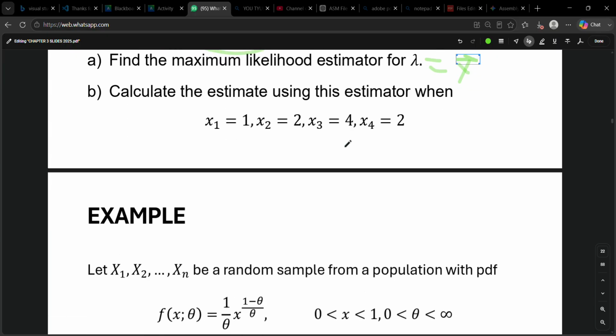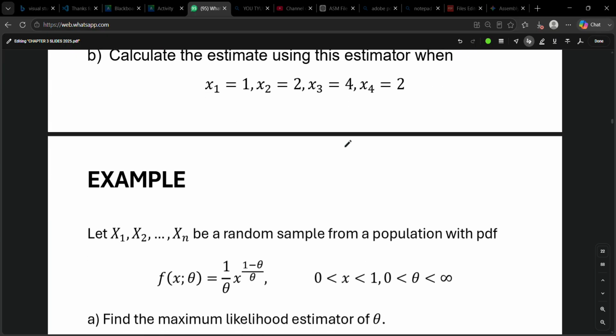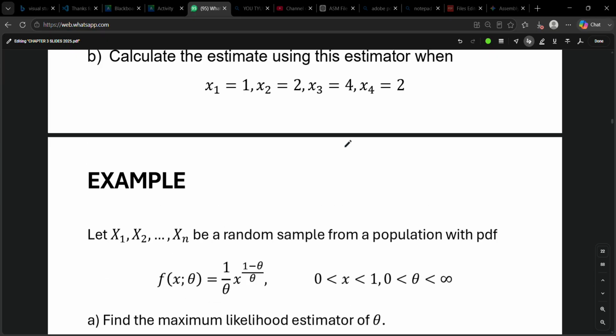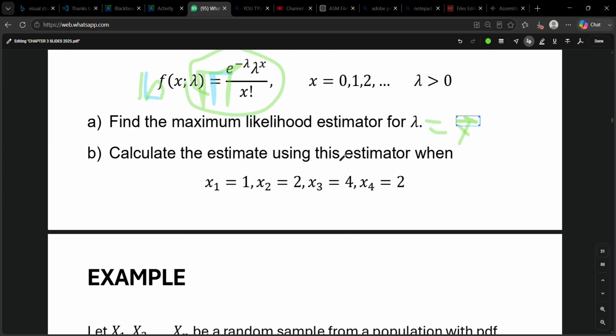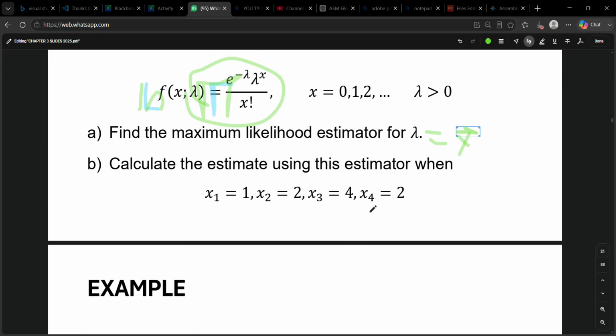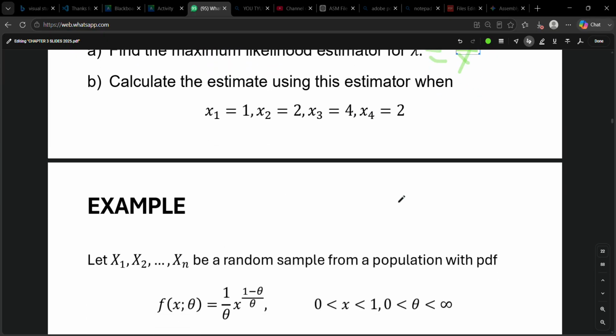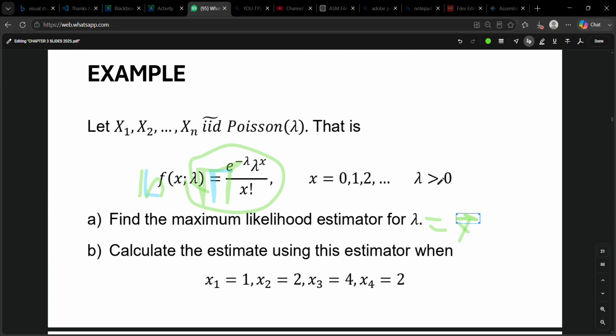And they say calculate the estimate using this estimation when x is 1. So we'll do such things, but you're going to just add 1, 2, 4, and 2. You divide by 4. Remember that it is equal to x bar.